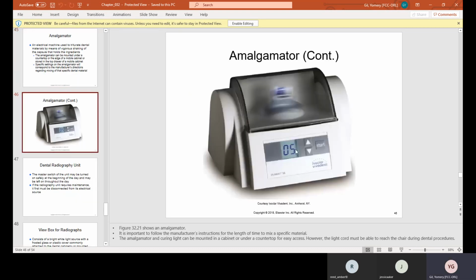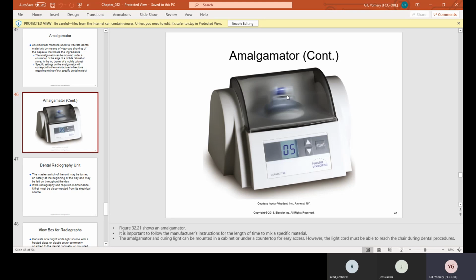Okay, and this is the amalgamator machine. So basically you open this lid, you put the little capsule in here between two little clips, and you're going to press the start. These are the buttons that go up and down. So let's say you're going to put 8 seconds or 5 seconds or whatever. You press the little up arrow, you press start, and then this is going to start shaking really fast.